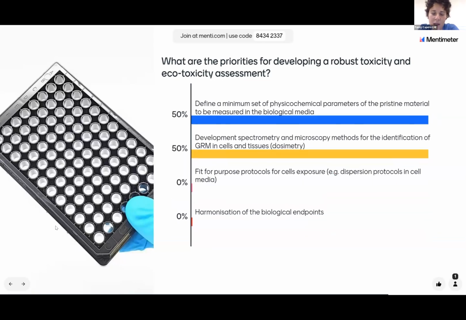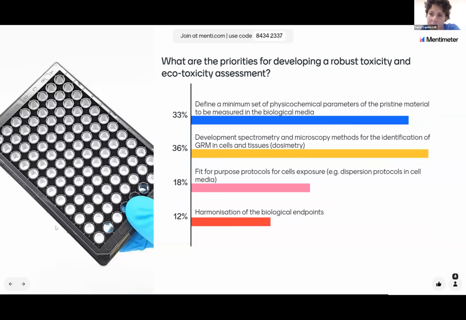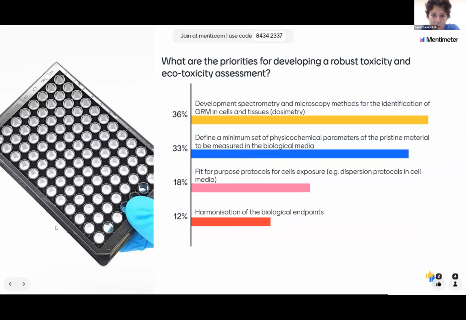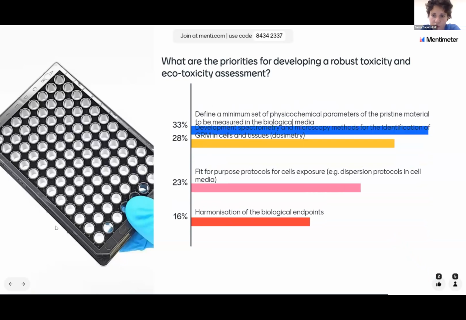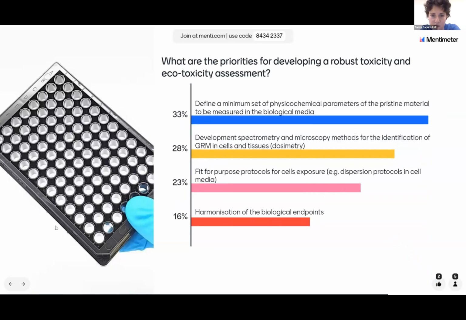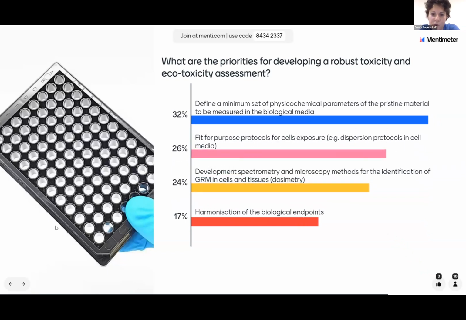So the first one is the one that we were mentioning in the previous question: defining the minimum set of physical chemical parameters of the pristine materials to be measured. Here in the biological media, of course, also considered and associated to the assessment. Then another point would be to develop spectrometry or microscopy methods or other methodologies for the identification of the graphene-related materials in cells and tissue, which is related to having the right dosimetry.